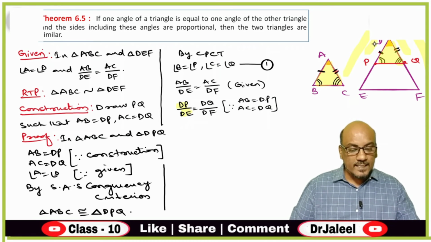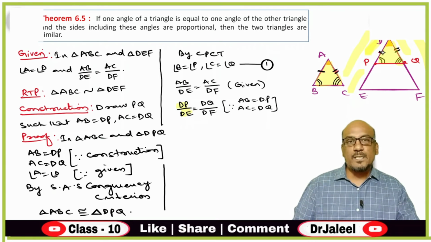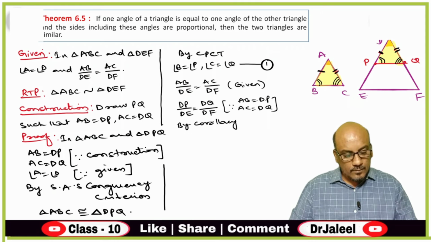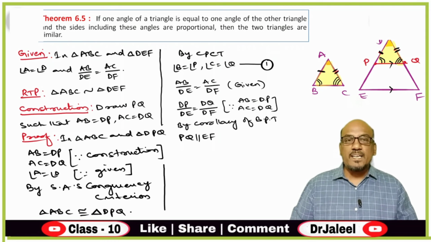Basic proportionality theorem is part of the line by part of the line, and corollary of basic proportionality theorem is part of the line by whole line. So by corollary of basic proportionality theorem, we can say that this PQ is parallel to EF. Now PQ is parallel to EF. So children, finally we have proved that both the lines are parallel.